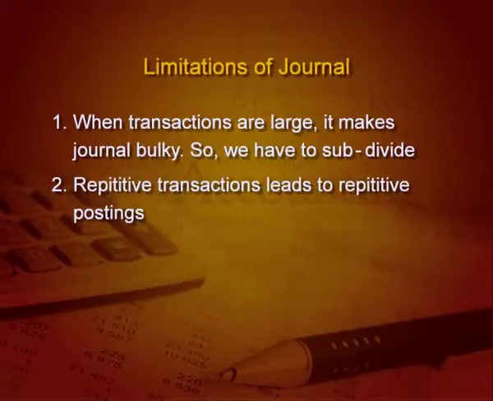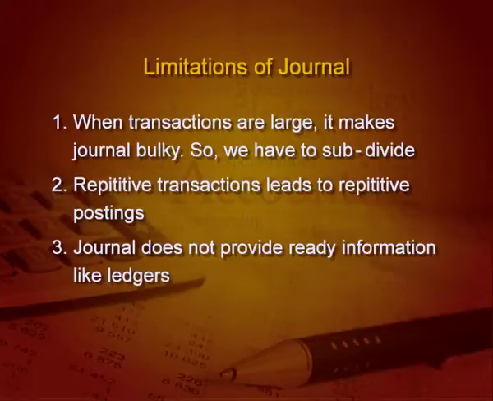Next, all these repetitive transactions lead to repetitive postings. Say cash account coming umpteenth number of times. Now, this makes it very boring, but we have to go with this part and record it. Next, journal does not provide ready information like ledger. Suppose I want to know what I have to take from Ram or what I have to give to Sham. I can just simply move to the ledger and find out, but with the journal I have to locate all those entries. It is really not possible to get the information.